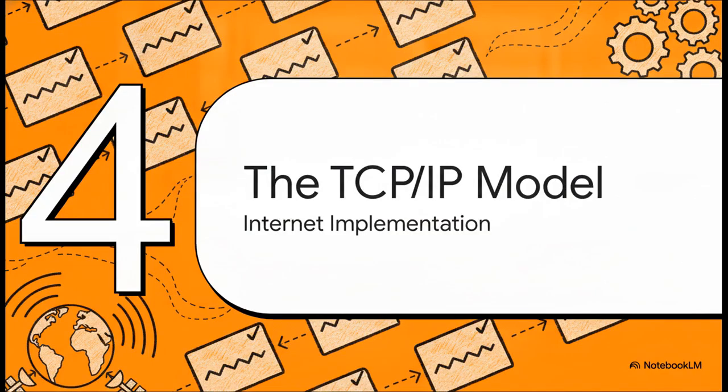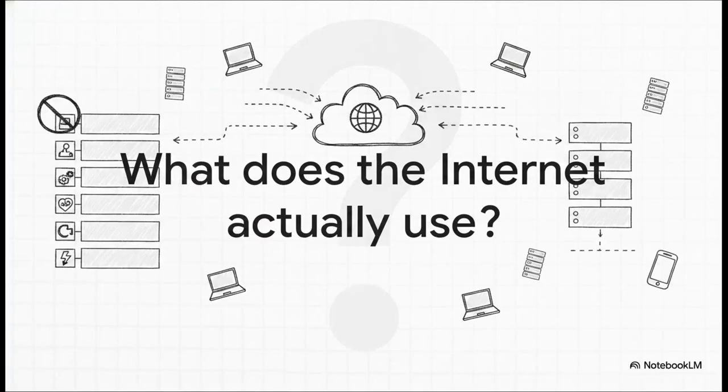Next up, Section 4, the TCP/IP model, which is the actual implementation of the Internet. So, with that theoretical foundation locked in, it's time to shift our focus to the real world, which really begs a pivotal question. If the OSI model is basically just a reference framework used for teaching, what does the Internet actually use in real life?